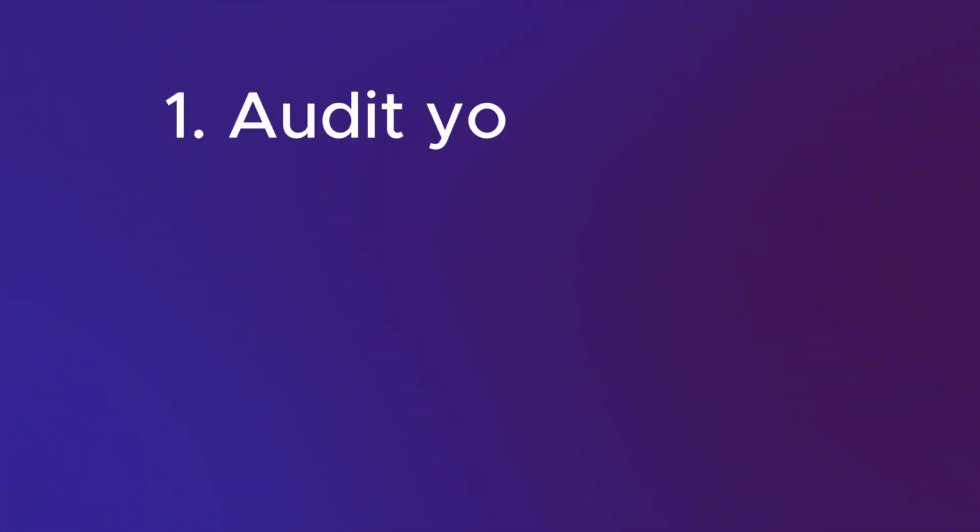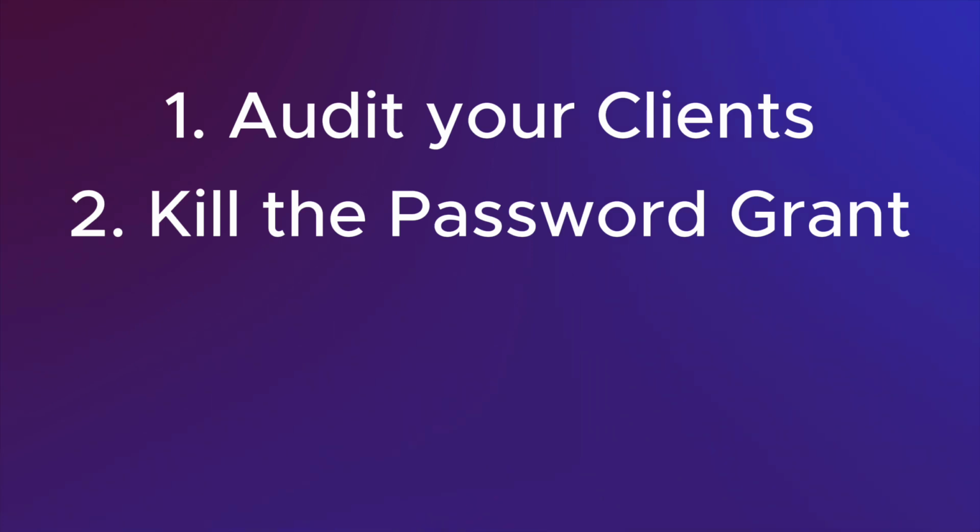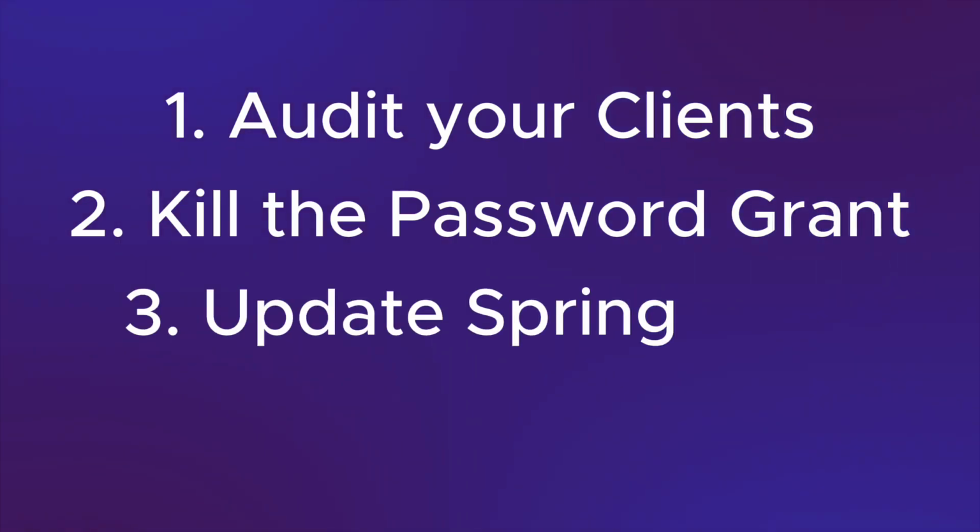If you want to move to OAuth 2.1 today, audit your clients. Find any registered client where require proof key is false. Change it to true. Kill the password grant. If your frontend is sending usernames and passwords, stop. Implement a real login page on your authorization server. Update Spring Boot. If you're still on Spring Boot 2.x, you're just behind. Move to Spring Boot 3 and Spring Security 6.